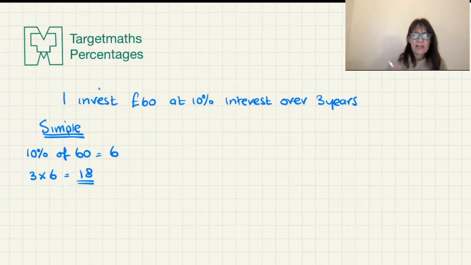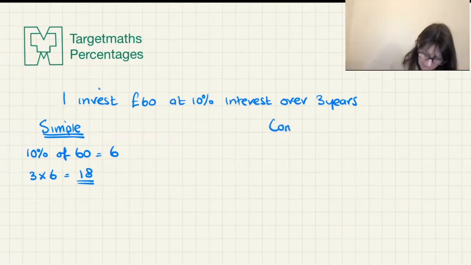Now, something that I need to say very quickly is you would never earn these type of interest rates in a bank. So don't think, oh, that's worth investing £60 to get 18 back. Doesn't quite work with those numbers. It's 10%, so we can see what's going on.